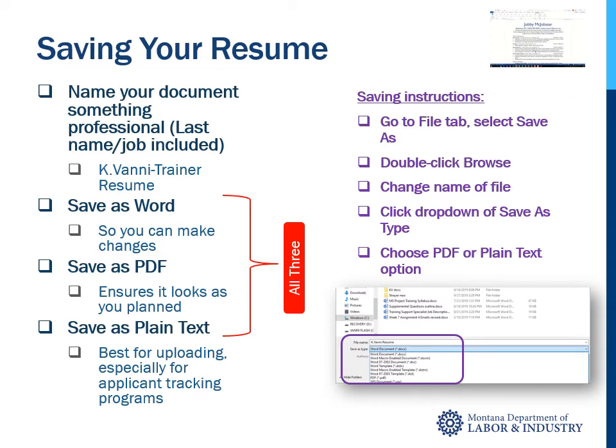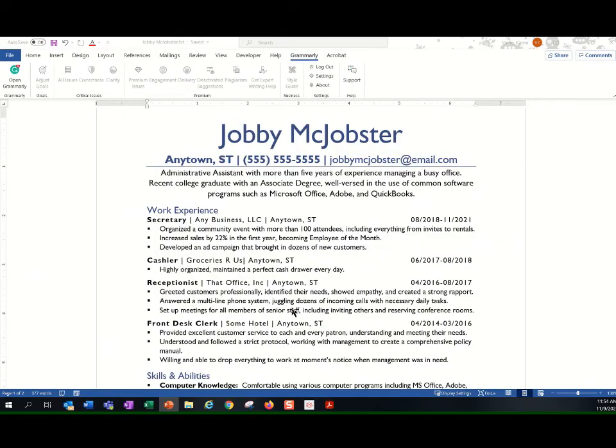Last but not least, saving your resume. The last thing that we want to do is save in 3 ways. We'll save as a Word document, a PDF document, and a plain text. We want to save as Word so that you can come back in here and make changes later. We want to make changes to your resume and send a different resume to every single job that you apply for, because you'll write it to the job you're applying for. So you'll need to have an editable version.